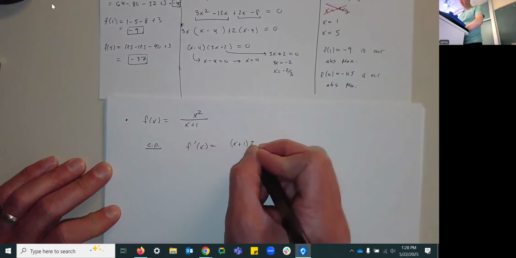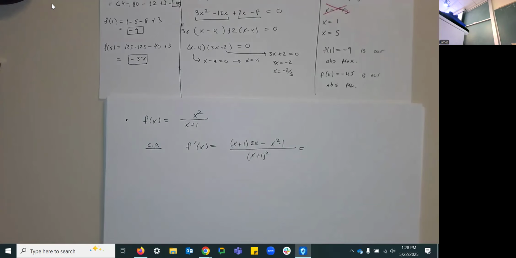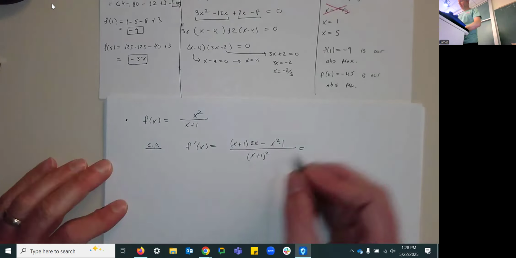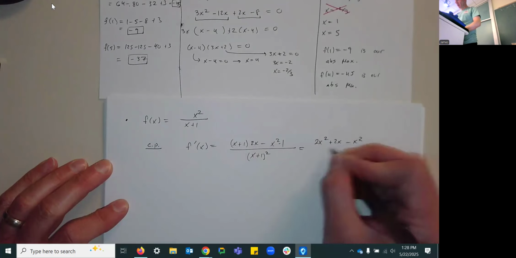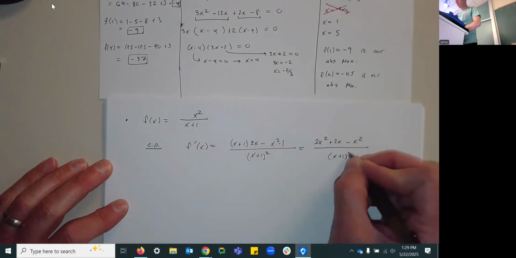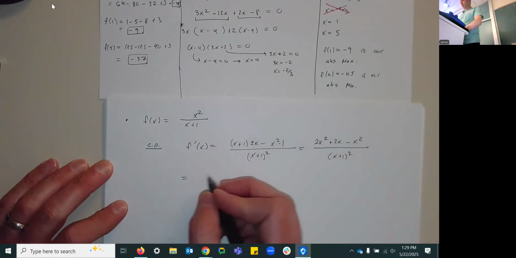And if you simplify this a bit, so this is where we do start wanting to simplify our derivatives, because often we're trying to figure out where they are equal to 0. And to do that, we really have to simplify. So if we simplify this, we're going to get x plus 1 times 2x minus x squared, leave the bottom as is, and then that's going to equal 2x squared minus x squared is x squared plus 2x over x plus 1 squared. And then we can factor out an x from the top. It'll be x times x plus 2 over x plus 1 squared.